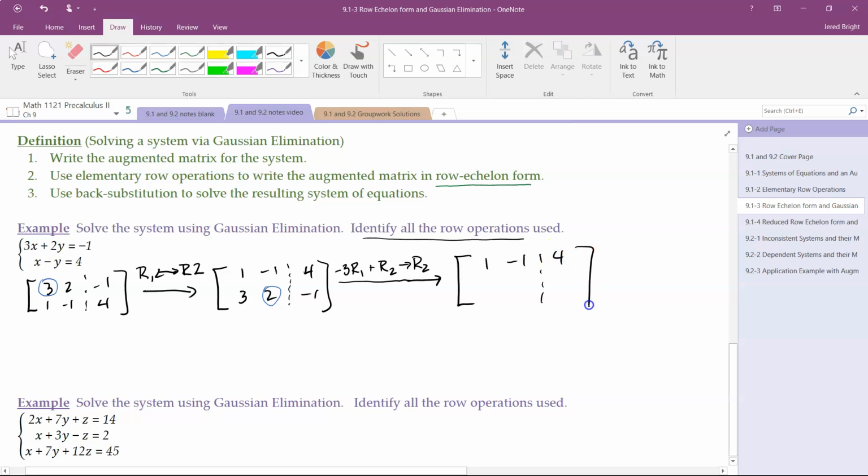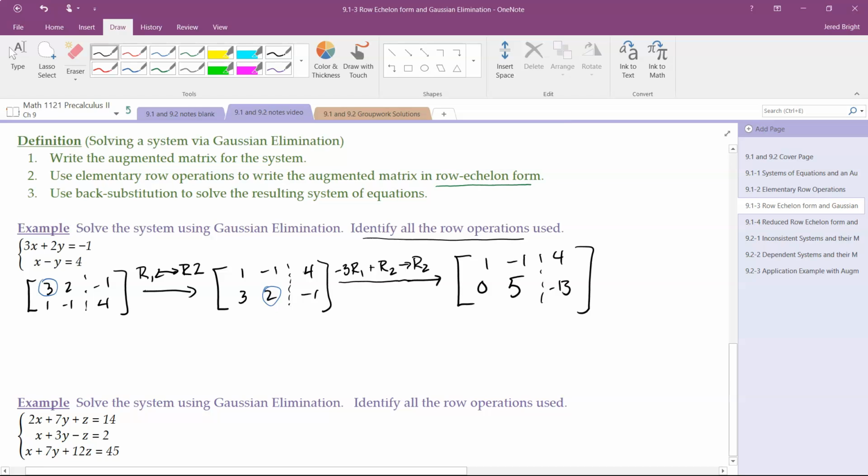Now for this next step, if you need to doodle off on the side to add these two things together, like multiply and then add, you sure can. I'm going to do it in my head. So negative 3 times 1 is negative 3, plus 3 is 0. Negative 3 times 1 is negative 3, add that to 2, I get 5. And then negative 3 times 4 is negative 12. Negative 12 minus 1 is minus 13.